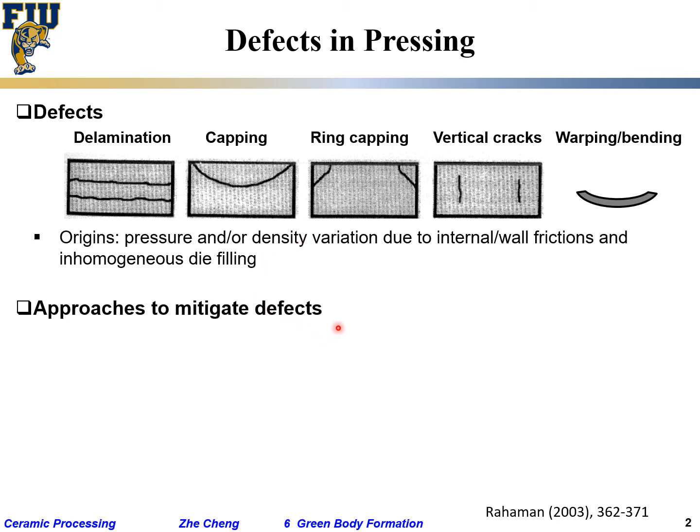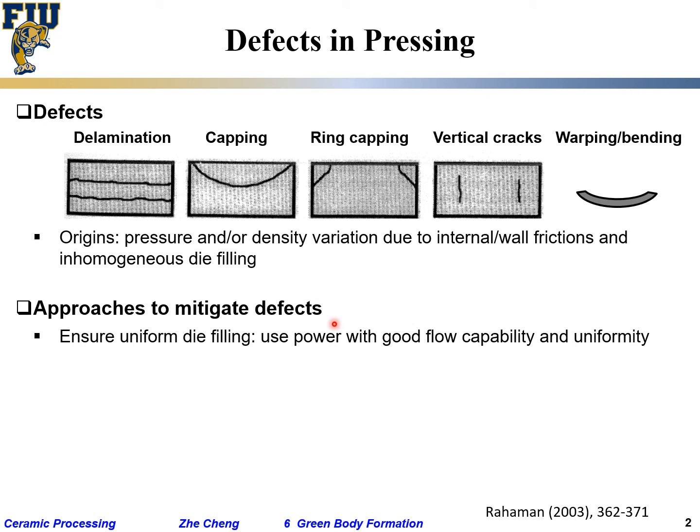So approaches to mitigate this defect. Ensure uniform filling. Simple, but just try to do it. Use powder with good flow capability. Use powder with uniform characteristics. Make sense? The other one, use sometimes organic binder. That can help to bind the stuff together. That's one. It will help increase the compact strength.